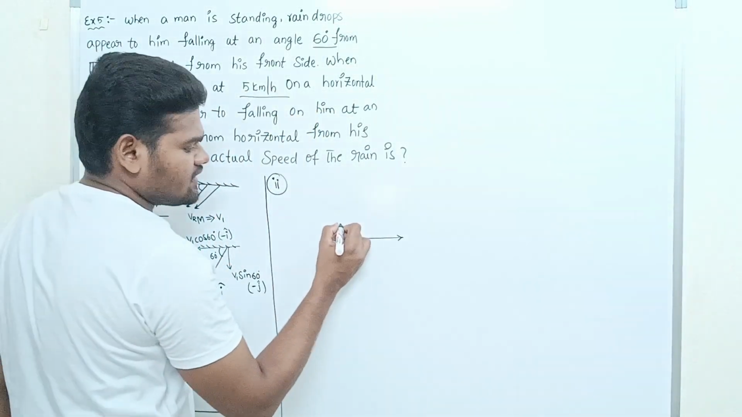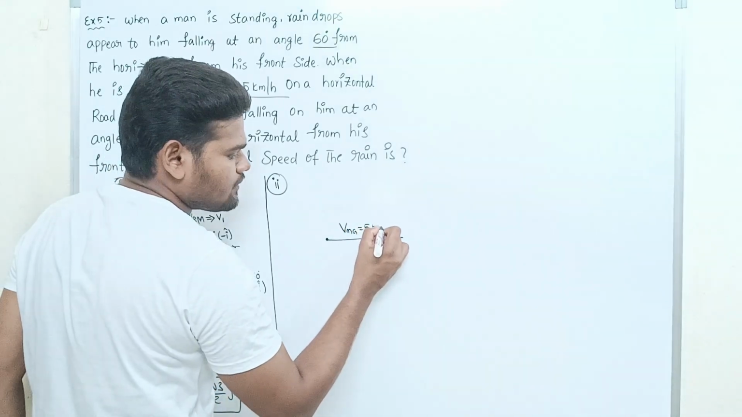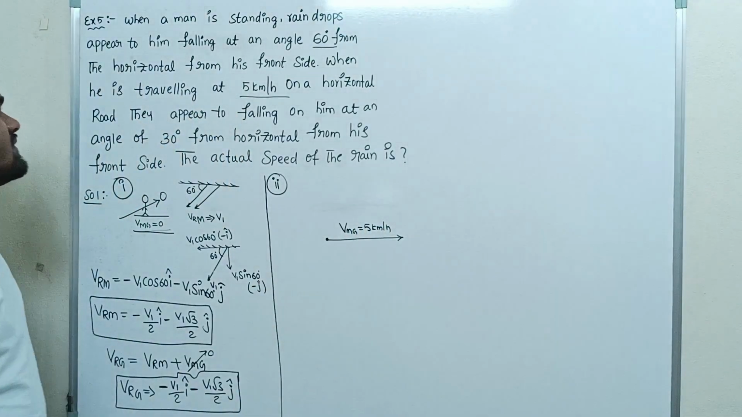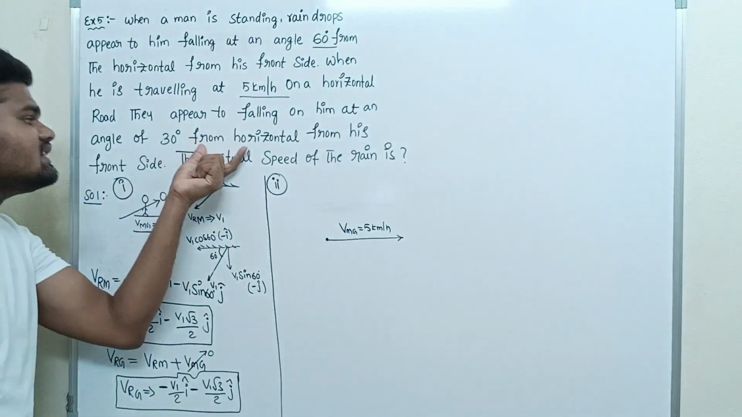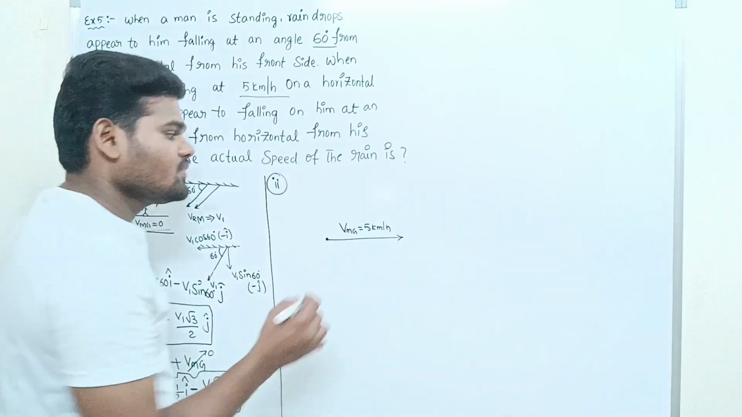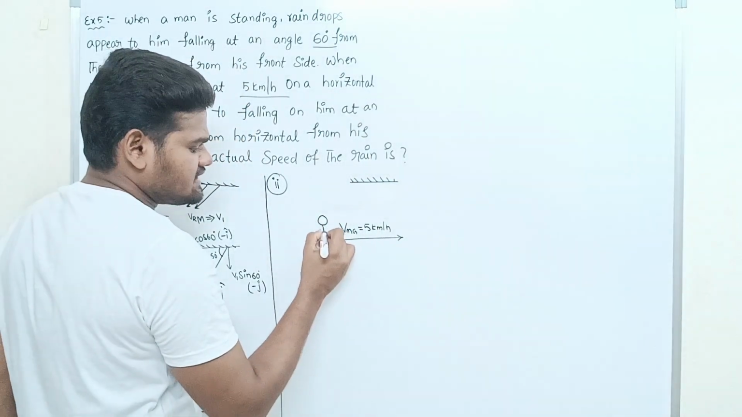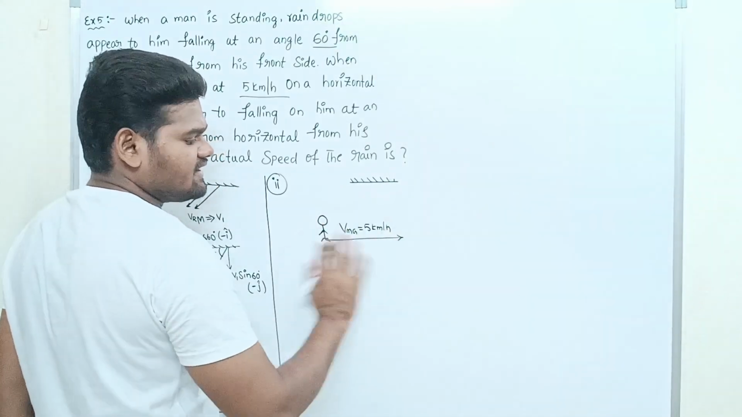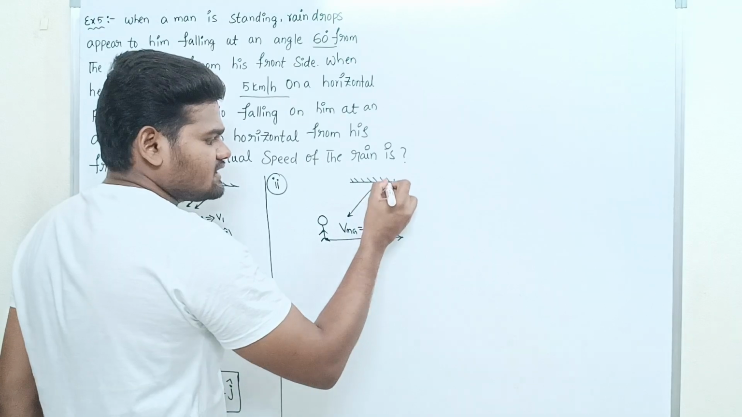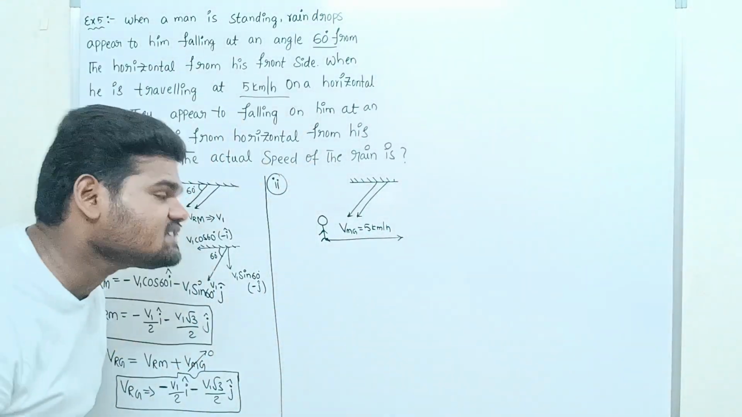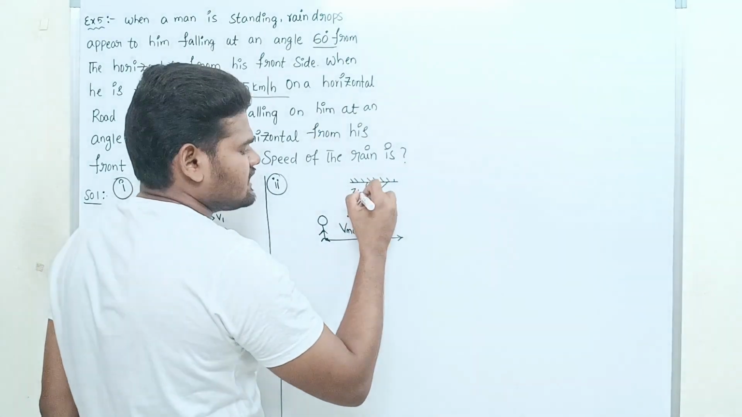5 kilometer per hour. Velocity of man with respect to ground, how much? 5 kilometer per hour. At this time, the rain appears to be falling on him at an angle of 30 degrees from the horizontal. Okay, so here is a person. He is moving with a velocity of 5 kilometer per hour. So when he started moving, the raindrops are hitting his front side at an angle of 30 degrees with the horizontal.